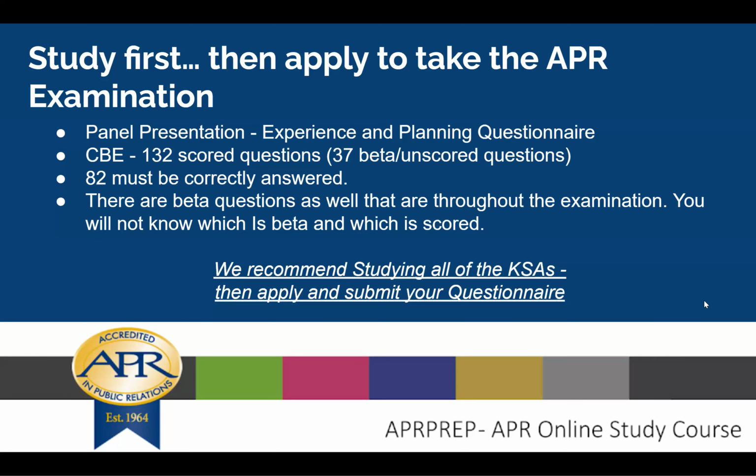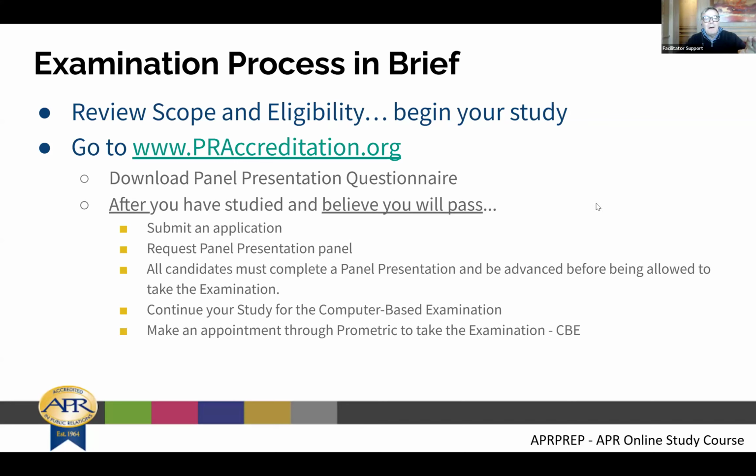And of those 132 scored questions, you have to answer at least 82 of them correctly to pass the exam. We call that a cut score. We don't grade on an ABC kind of fashion like you were in college and grade school. It's a cut score process. So if you answer 82 correctly, you pass. If you answer 81 correctly, unfortunately, you don't pass. If you don't pass, you can retake. Always retake. Excellent.